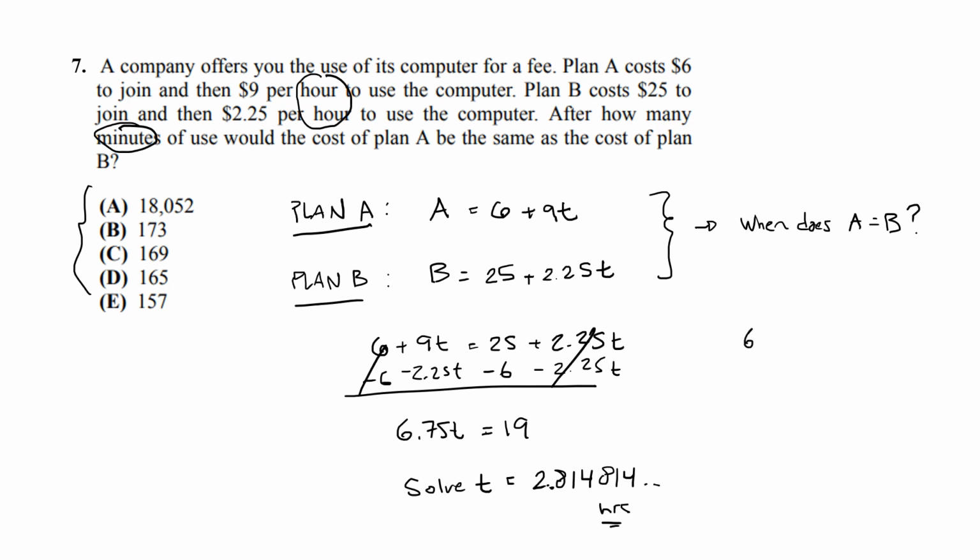So we know there's 60 minutes to an hour, and we're just trying to convert this 2.814 hours, okay? So really we're just multiplying by 60, right? And when we multiply by 60, we get approximately 168.8 repeating minutes, okay? And the closest answer that gets us there is choice C.